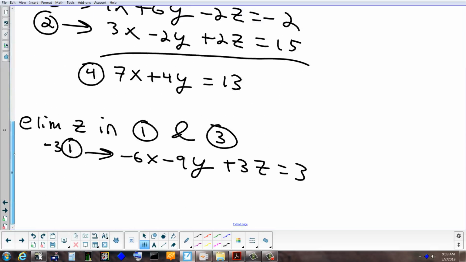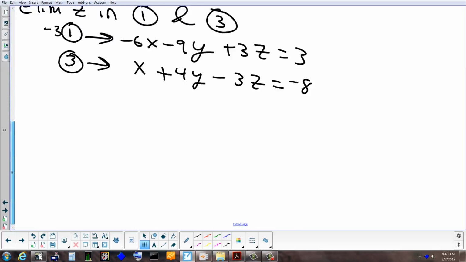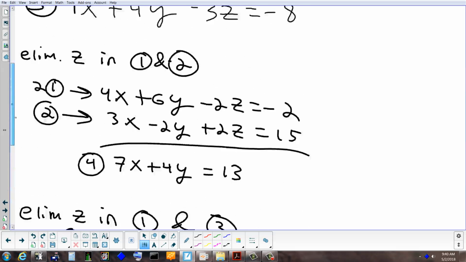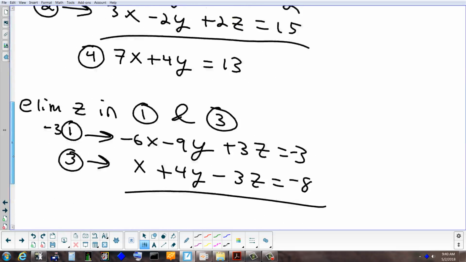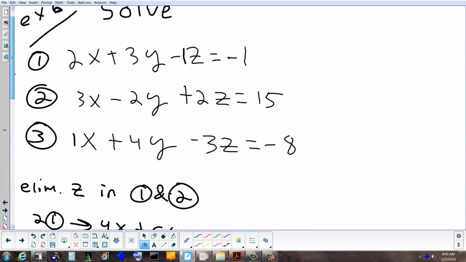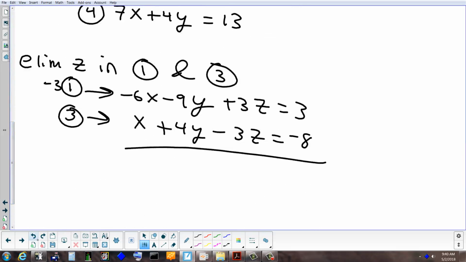And now we're using equation 3. Can someone just tell me what equation 3 is so I don't have to keep scrolling back up? X plus 4y, 3z equals -8. Thank you. All right. So, -3 times the first one equals... oh, it's a -3? Yes, thank you. Did we do everything else right? -6, -9, plus 3. Oh, never mind, I'm wrong. It's supposed to be plus. I forgot, it was positive. Okay. Everything else looks good now?